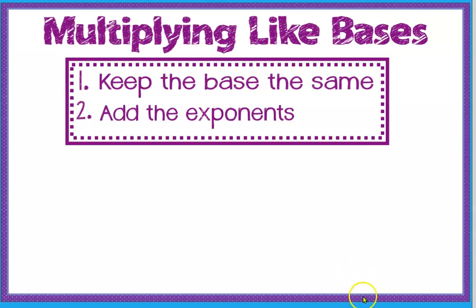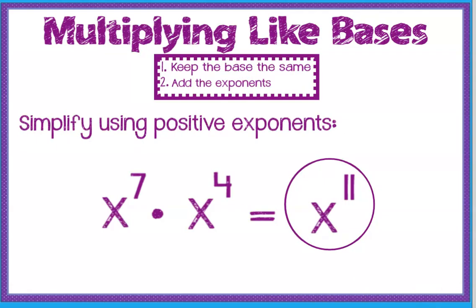In this tutorial, you will learn how to multiply items that contain like bases. The rules are simple. First is you can only perform this shortcut if the bases are the same. If they are the same, you keep the base the same. All you would need to do is simply add the exponents together. Let's take a look at an example here.